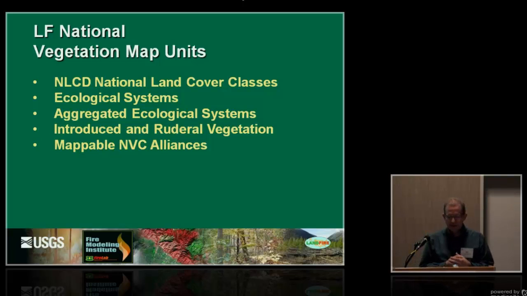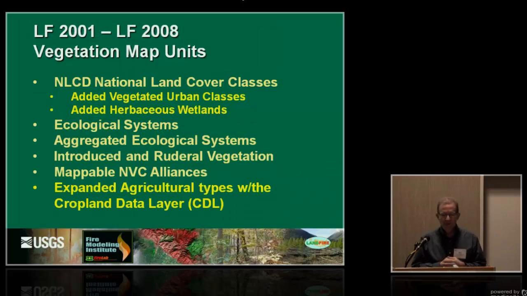And then we did map a handful of NDC alliances, which were really just below the systems level, a Douglas fir or a mountain sagebrush, just a pure type. When LF 2000, the refresh 0108, we took a little bit of liberty. We had some issues with the burnable ag that Matt alluded to, so we teased out vegetated urban classes and remapped the urban stuff from NLCD in certain cases into vegetated classes. And then we added herbaceous wetlands.